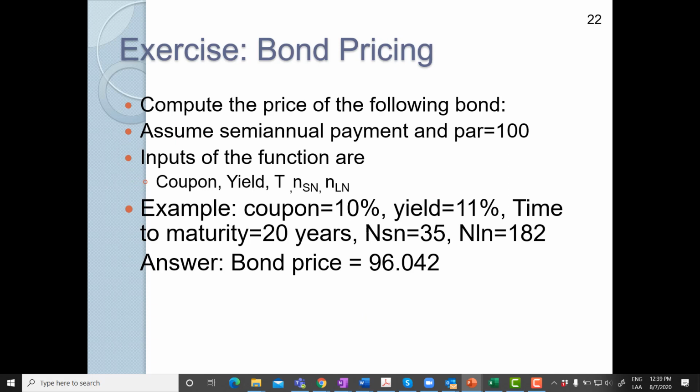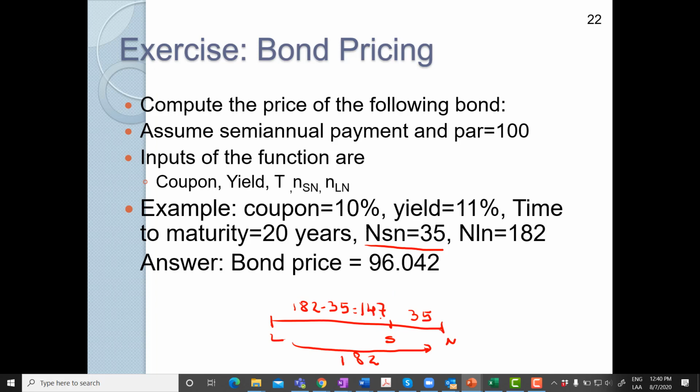So the example is going to be exactly what we had before. And in this case, I'm going to have NSN. So if I have here my line, from settlement to next, I'm going to have 35 days. From last to next, so all the way here, I'm going to have 182 days. And that leaves that from last to settlement, I had 182 minus 35. That gives me 147.